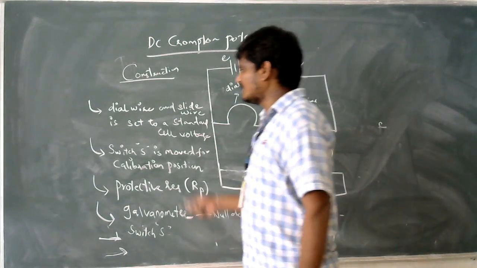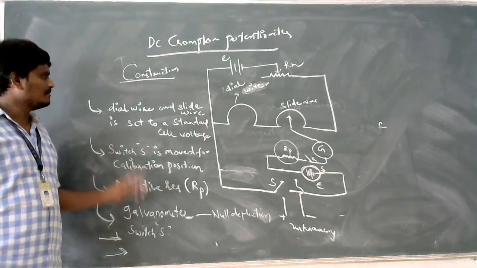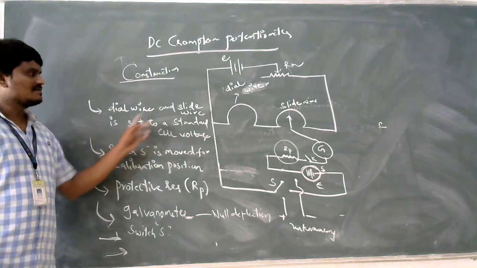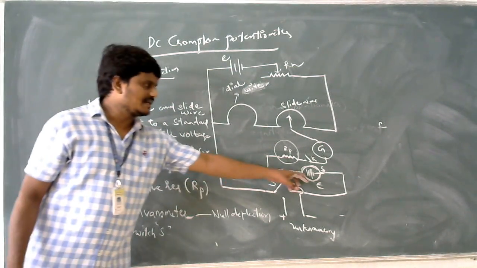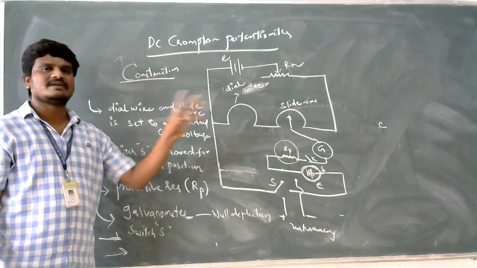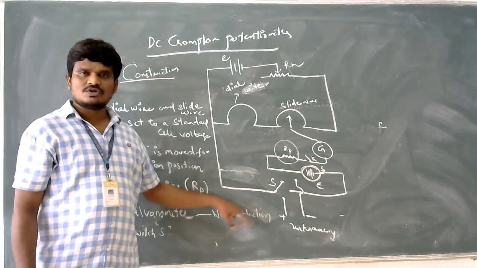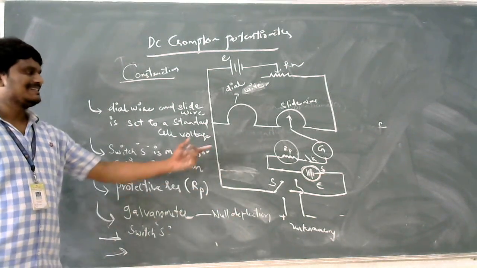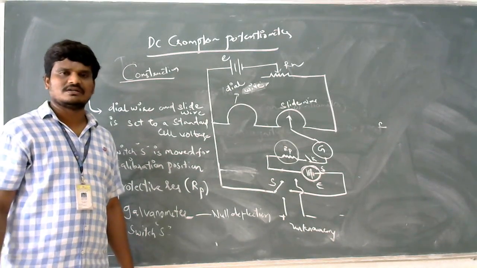This is the procedure. What is the first point for standardization and also to calculate the unknown EMF? The dial wire and slide wire are set to a standard cell voltage. If the value of the standard cell voltage is 1 volt, the value of these two wires also should be set as 1 volt. Coming to the second point, the switch S should be connected to the standard cell voltage, that is, moved to the calibrate position.